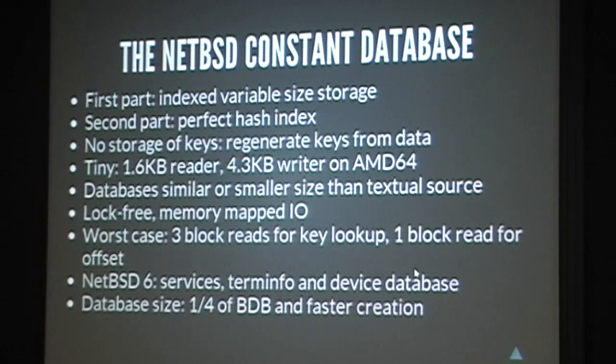The CDB code is extremely small. It's something like 1.5 kilobyte for the reader and a bit more than 4 kilobyte object code for the writer. It's, I think, at least a factor of 10 smaller even compared to the BDB hash database. And the databases are generally comparable in size to the textual sources.